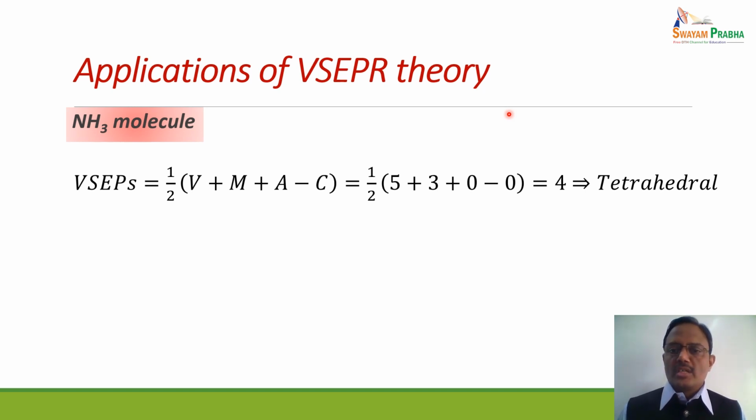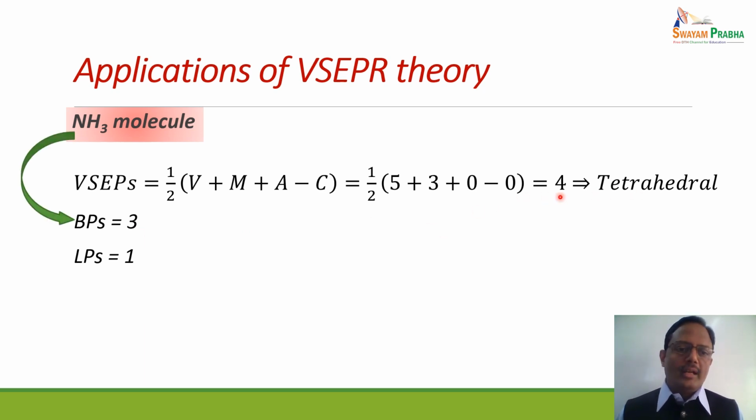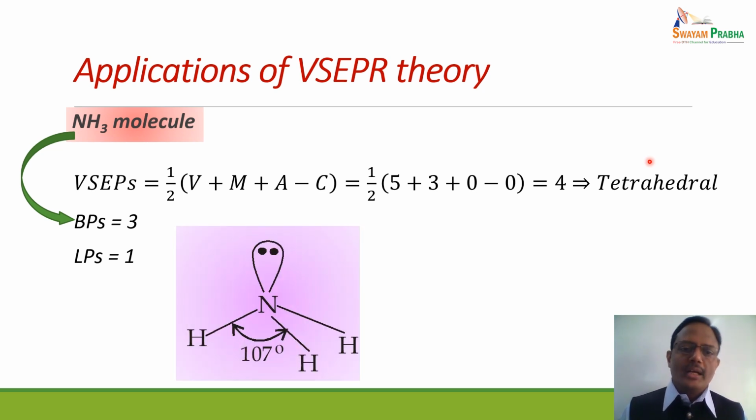But since out of the 4, there are only 3 bond pairs, because only 3 bonds are formed with 3 hydrogen atoms. Since there are only 3 hydrogen atoms, bond pairs are 3. So out of the 4, 3 are bond pairs, indicating that one must be a lone pair. And in case of 4 valence shell electron pairs, the geometry has to be tetrahedral with 1 lone pair and 3 bond pairs like this.